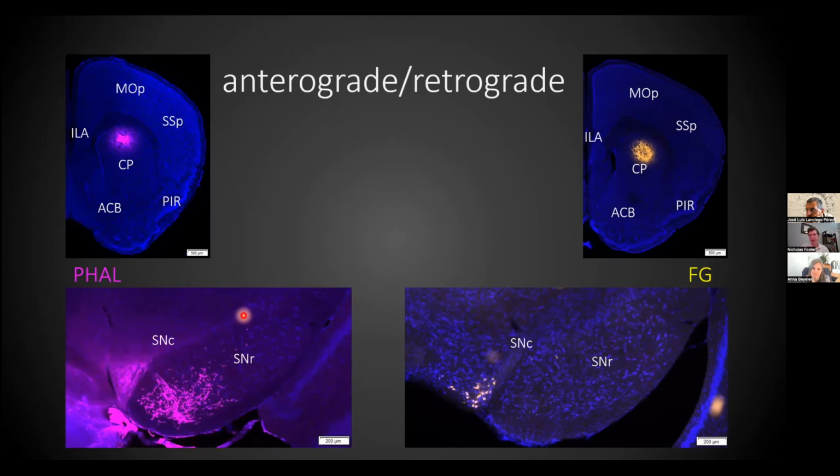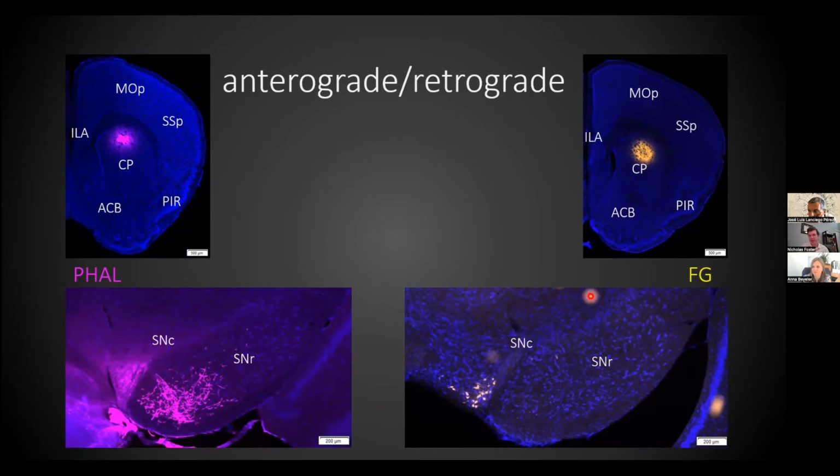And how do I know that? Well, I put a good retrograde tracer, Fluorogold, in that same region of the CP, and I see beautifully labeled Fluorogold cells in that same region of the SNC. So this is what retrograde labeling of PHAL looks like, and usually it's a lot weaker. These tracers are going to have both anterograde and retrograde activity, but they'll do one better than the other. And that applies to Fluorogold as well. Fluorogold does have some anterograde labeling property as well, but it's hard to see.